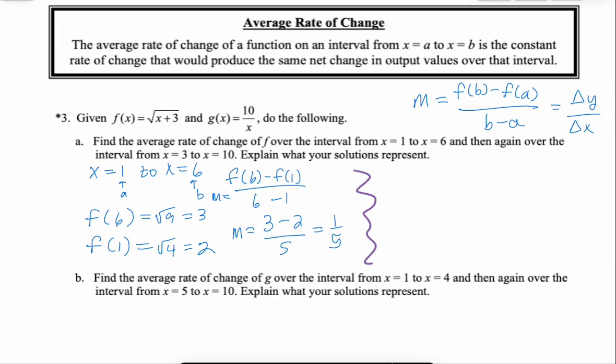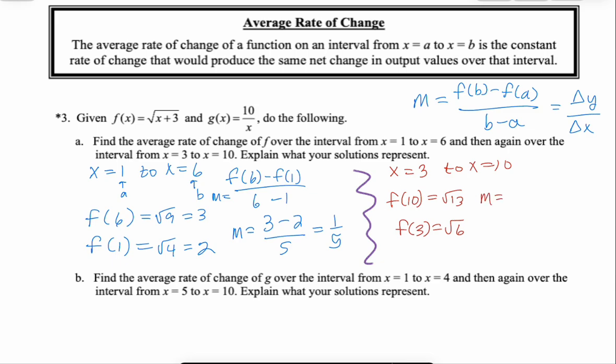Now let's do it again. They wanted us to do it from 3 to 10. So if we are doing it from 3 to 10, we need to find f of 10. That is going to be the square root of 13. We need to find f of 3, which is the square root of 6. Neither of those square roots can be simplified.